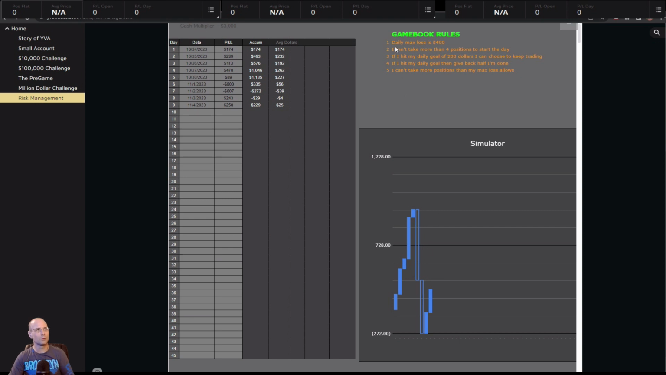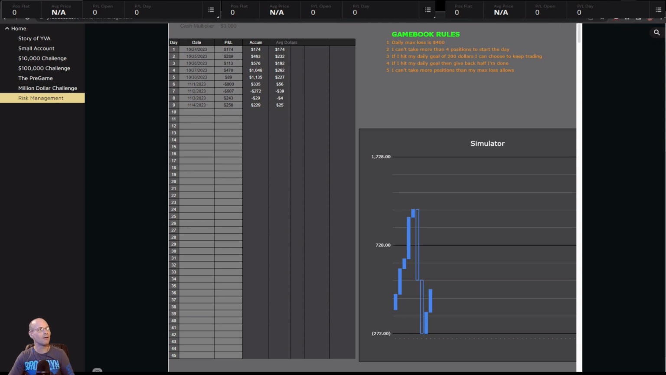So the game book rules, what are they? Number 1, daily max loss is $400. I can't take more than 4 positions to start the day. If I hit my daily goal of $200, I can choose to keep trading. If I hit my daily goal and give back half, I'm done. And I can't take more positions than my max loss allows. So that's it. Those are my rules.